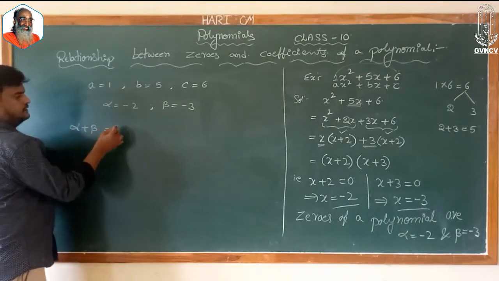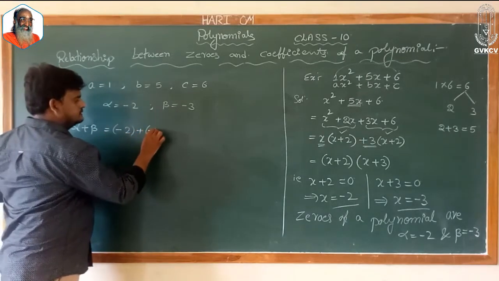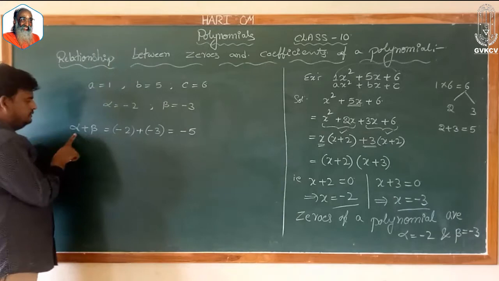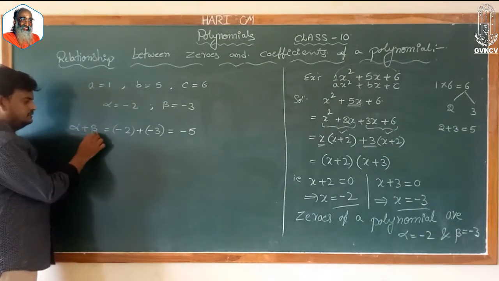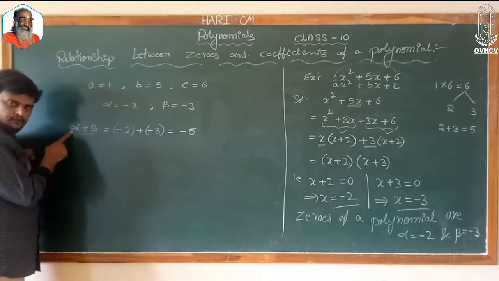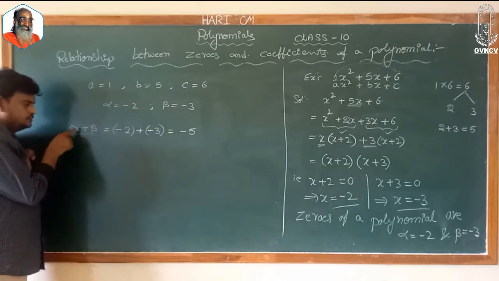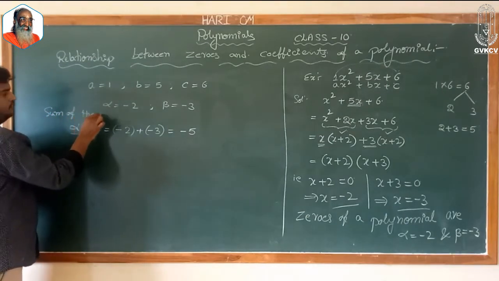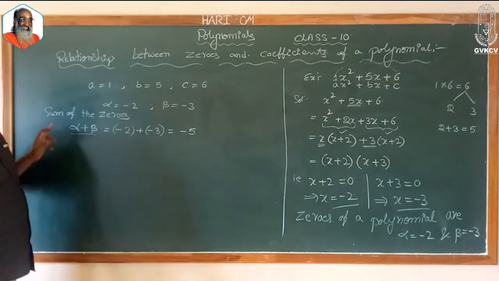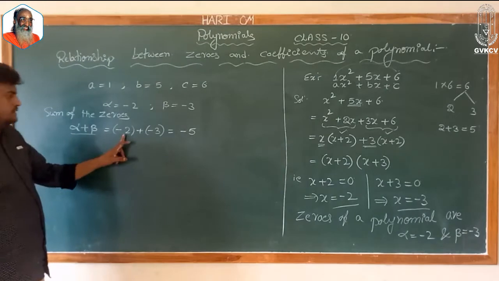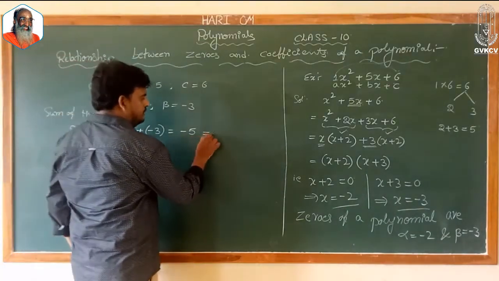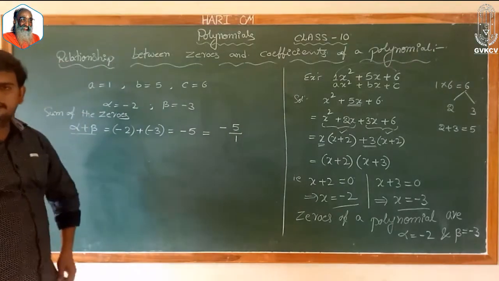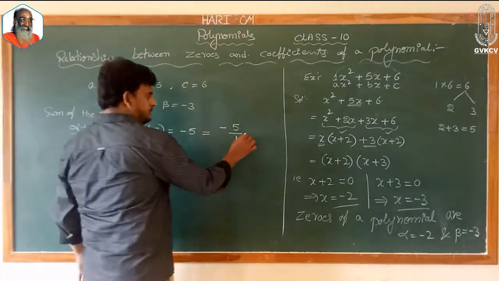Alpha plus beta is equal to minus 2 plus minus 3, that is equal to minus 5. Alpha is one zero of the polynomial, beta is another zero of the polynomial. These two zeros we are adding, that means the sum of the zeros. So minus 2 plus minus 3 is equal to minus 5. Minus 5 I can write as minus 5 by 1. Now you observe here.